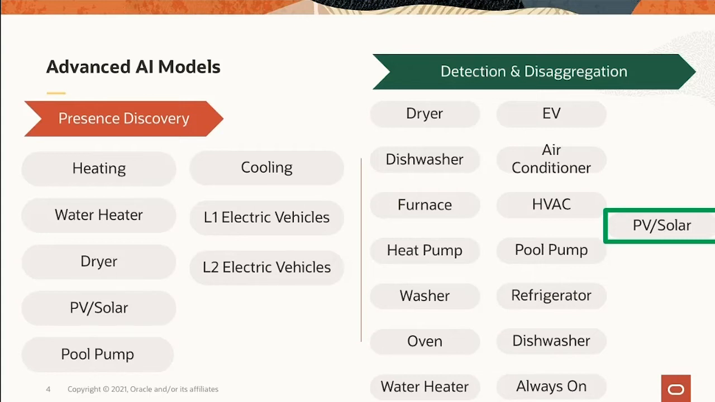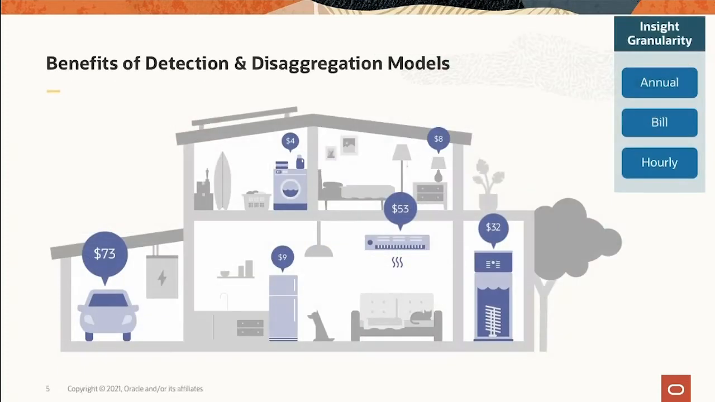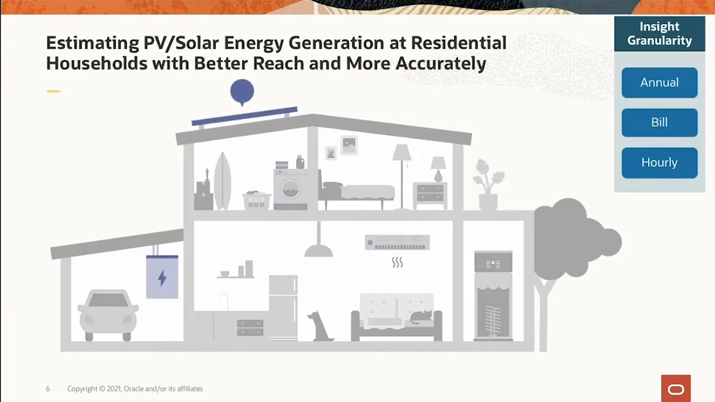At this talk, I'll be focusing on solar detection and disaggregation models. Detection and disaggregation models provide very detailed information at 15 minutes and 1 hour intervals. These models can also deliver information for annual and billing insights. The level of granularity varies depending on the insight needed to deliver. At this slide, I show some of EV and large appliances detection and disaggregation models that we have in our current products. We have many great models.